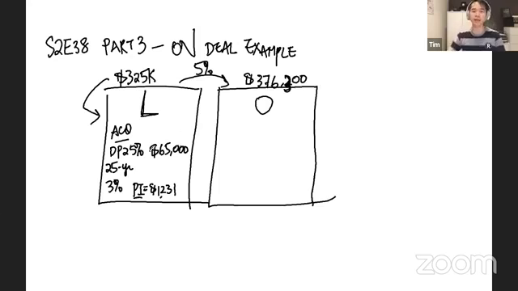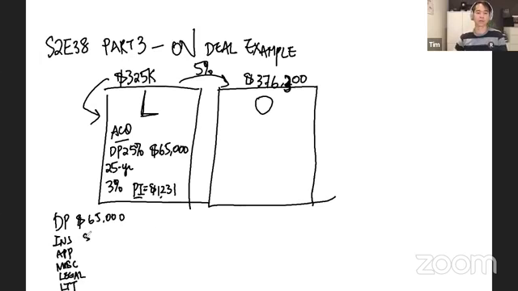Let's look at it this way. From an acquisition standpoint, the down payment is 65,000. Then we have inspection, appraisal, miscellaneous, legal, and let's not forget that we also have land transfer tax now. So 500 here, 500 here, maybe another 500 there, and then $2,000 for legals.